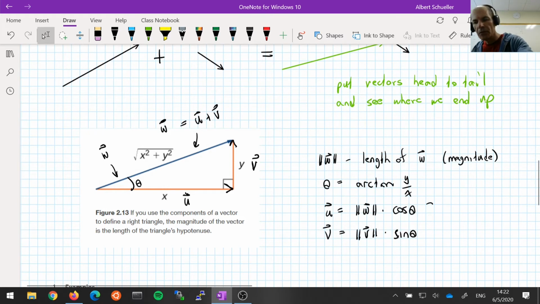These are called the components of w. u is the horizontal, v is the vertical.